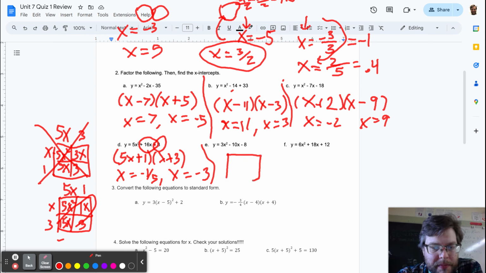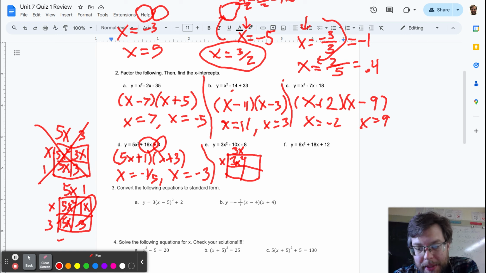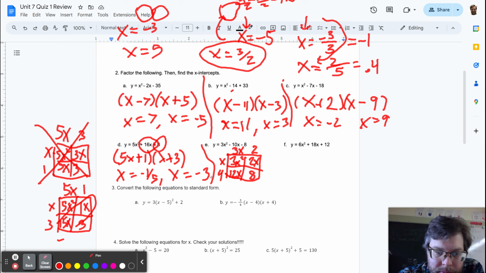Same idea here. 3x squared can be written as 3x times x. I could either do 8 times 1 or 4 times 2. If I put a 4 here and a 2 there, that gives me 12 and 2. And this 2 times 4 gives me 8. And this will work out if I make one of those pieces negative. If I make the 4 negative on the outside, that makes the 8 and the 12 negative on the inside because you're multiplying by negative 4.